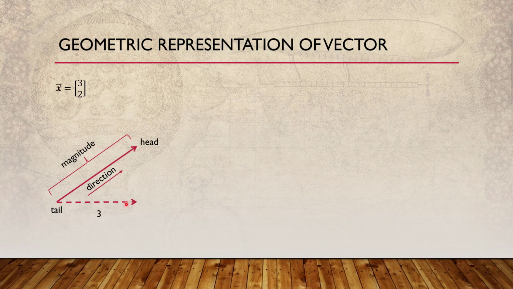So if we go in this direction 3 steps, and then in our positive y direction 2 steps, we can go from tail to head over here, right? And if you see, it forms a very nice right angle triangle, which we'll revisit again. So this is the overall representation of a vector geometrically.